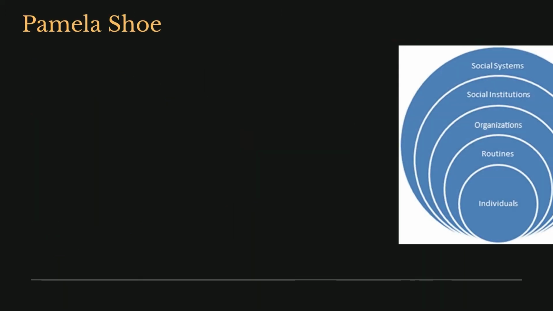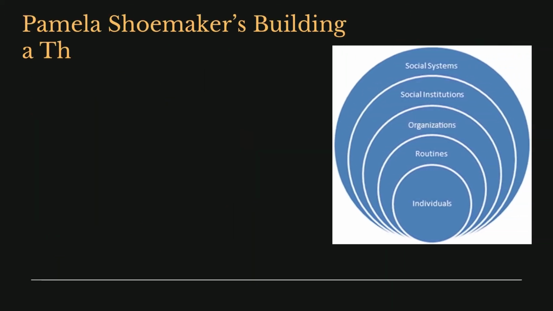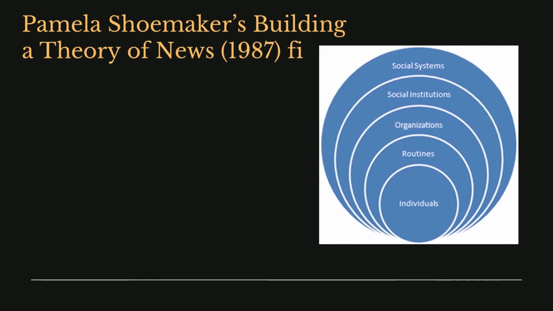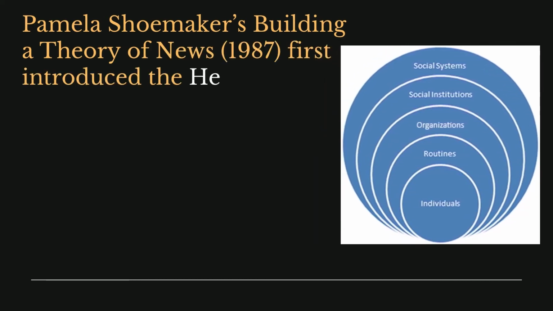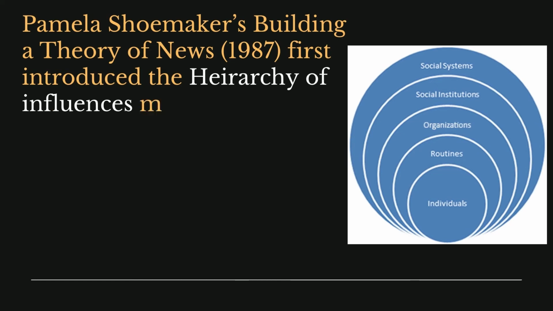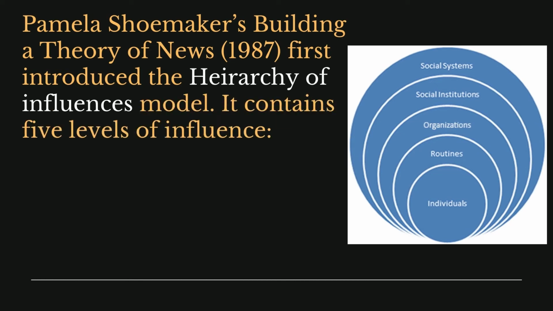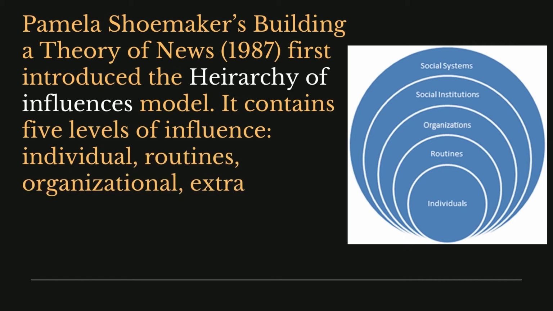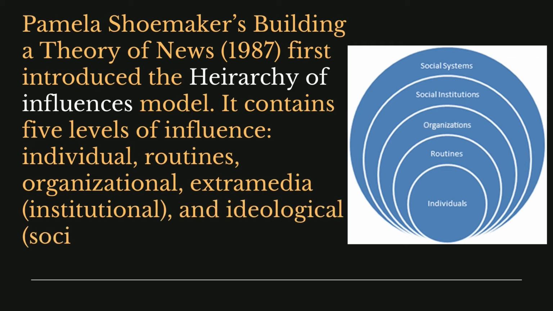Pamela Shoemaker's Building a Theory of News in 1987 first introduced the hierarchy of influences model. It contains 5 levels of influence, as we can see in concentric circles here. This includes individual, routines, organizational, extra media or institutional, and ideological or socio-cultural.